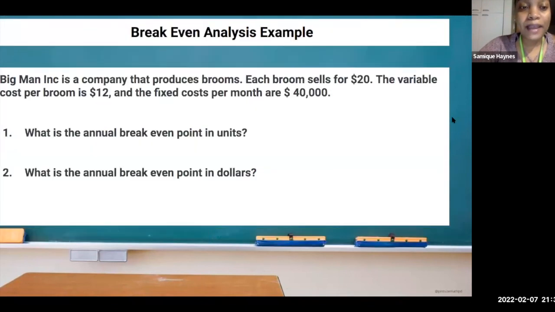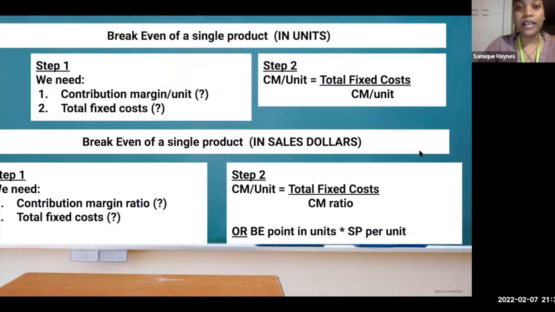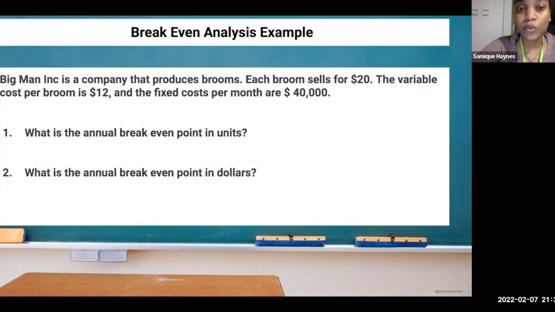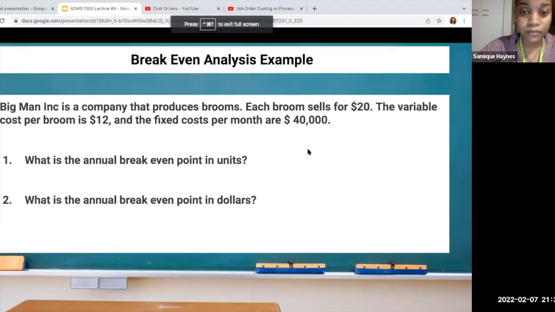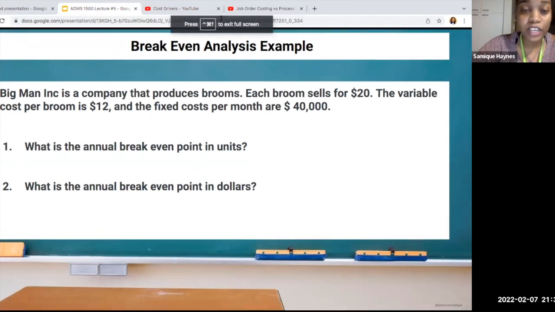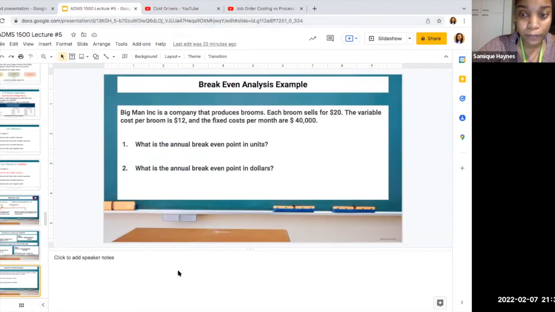Okay, so Big Man Inc. is a company that produces brooms. Each broom sells for $20. The variable cost per broom is $12 and the fixed cost per month are $40,000. What is the annual break-even point in units? So the break-even point in units, as we said before, is going to be our total fixed cost divided by our contribution margin per unit. So what is our total fixed cost? Or maybe give me your break-even point in units amount. What do you come up with?